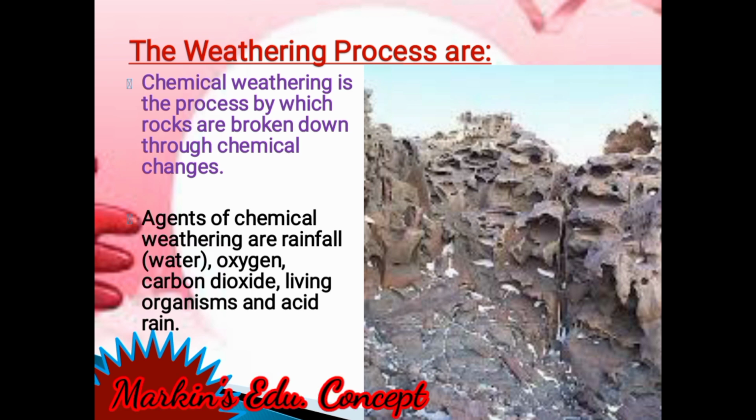Okay, so number one is chemical weathering. Chemical weathering is the process by which rocks are broken down through chemical changes. Now these rocks are broken down through chemical changes. Because of the chemical changes, it is called chemical weathering. And there are some agents of chemical weathering that facilitate that, which are rainfall, oxygen, carbon dioxide, living organisms, and acid.